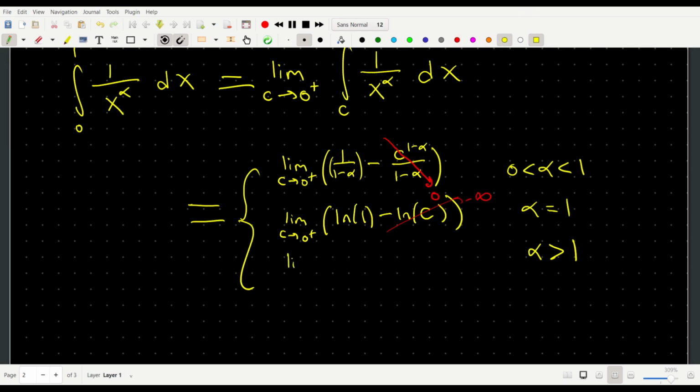And likewise, even when alpha is positive, we're going to have here 1 over 1 minus alpha for our upper bound, the antiderivative, and the lower bound is going to be, again, c to the 1 minus alpha over 1 minus alpha, which, because 1 minus alpha is negative when alpha is greater than 1, the limit of this as c goes to 0 is going to 1 over 0, which diverges to positive infinity from the right.